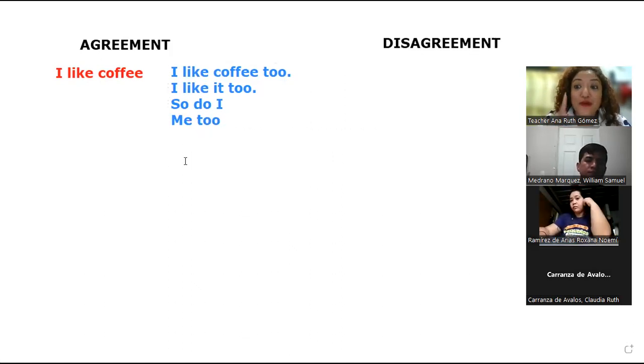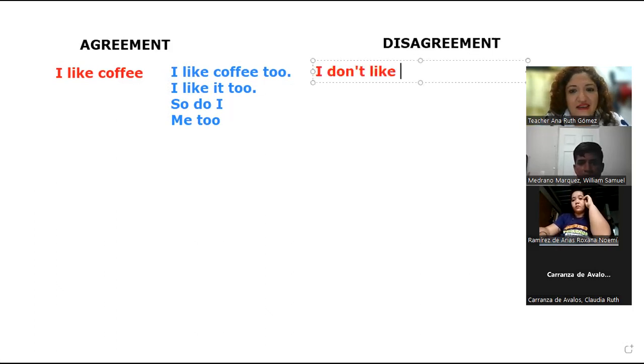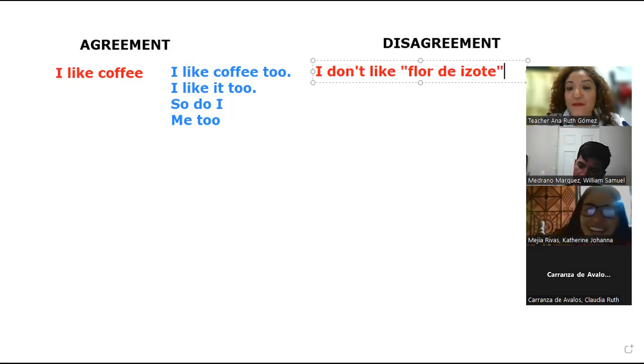But this is agreement. Okay. That means one person said something and I agree. What happens if I have a negative sentence? I'm going to show you how to agree and disagree, and I will also show you how to give the opposite opinion. Okay, for example, I don't like flor de isote. I don't like flor de isote. What about you? What can be the possible answers?